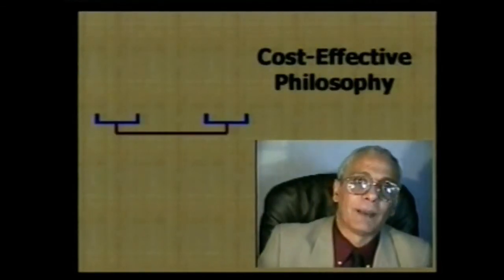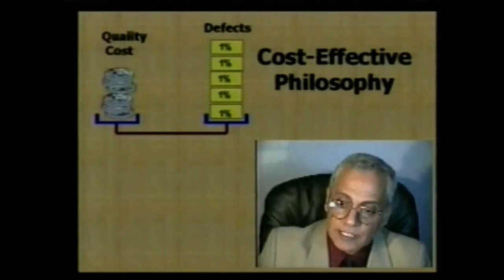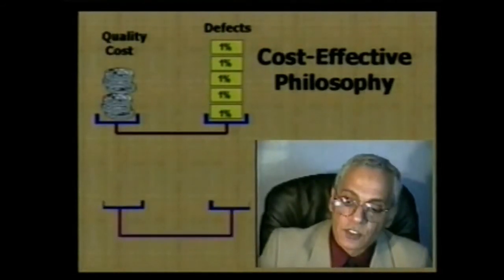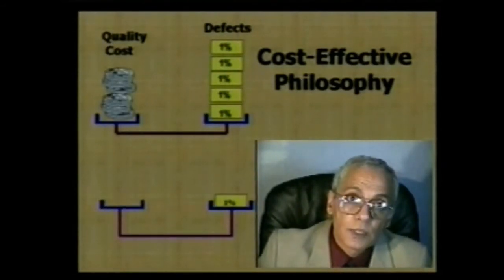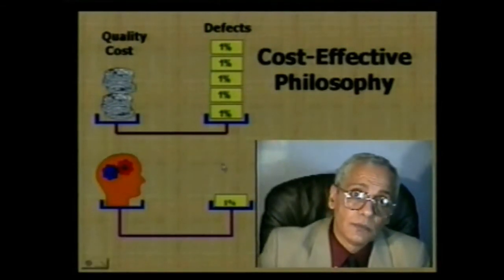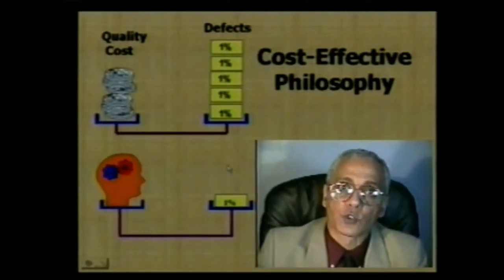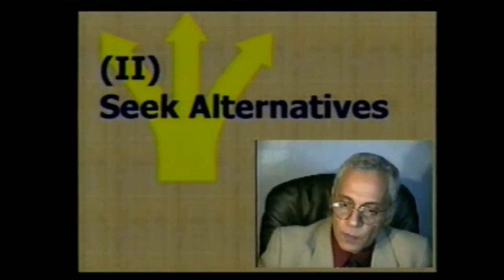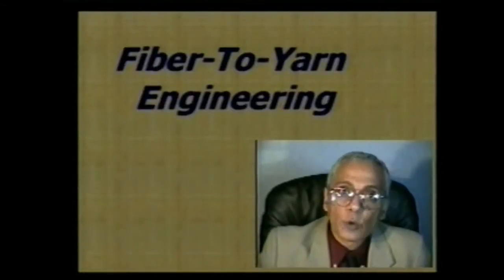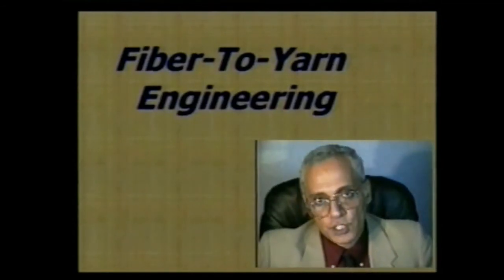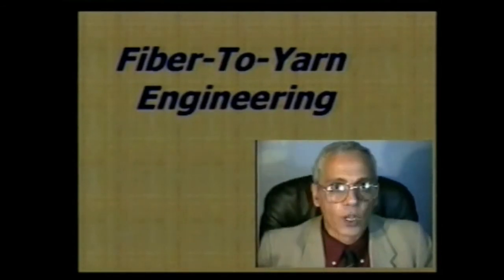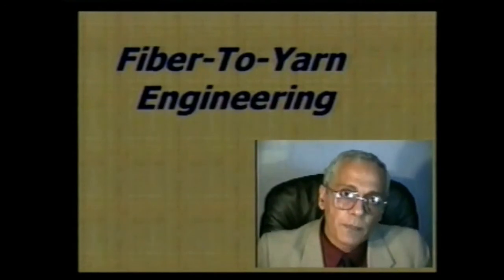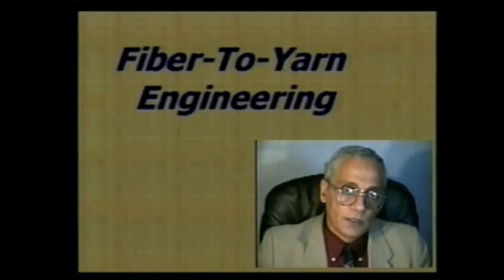So going back to our balance, in my opinion, in order to reduce these defects, all we need is intelligence, much more than any cost. So we need to seek alternatives. And the key to alternatives is fiber-to-yarn engineering, the focus of this course.